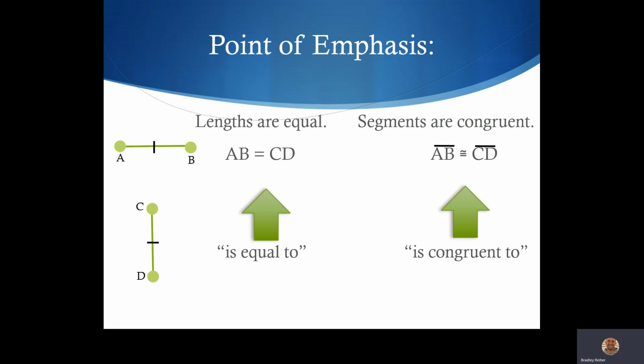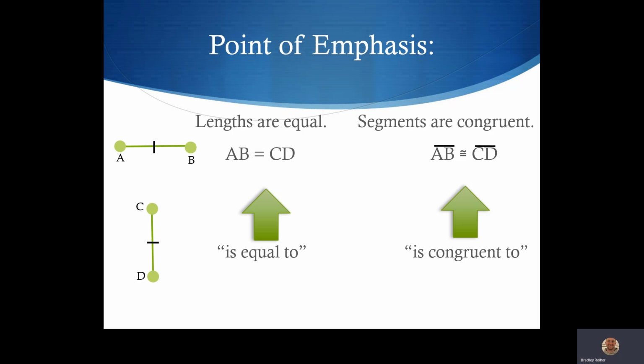So again, this slide just points out what I tried to emphasize on that last slide. The lengths are equal. So when we don't have the segment marks above, we're talking about lengths. When you don't have those segment marks, you have to put an equal sign. When you do have the segment marks on that shorthand notation, and we're talking about segments, and they have the same length, those segments are congruent. Notice the difference. When the segments are there, you have to put the little squiggly there for the congruent sign. When they're not there, you don't put the squiggly sign there. That means they're equal to.